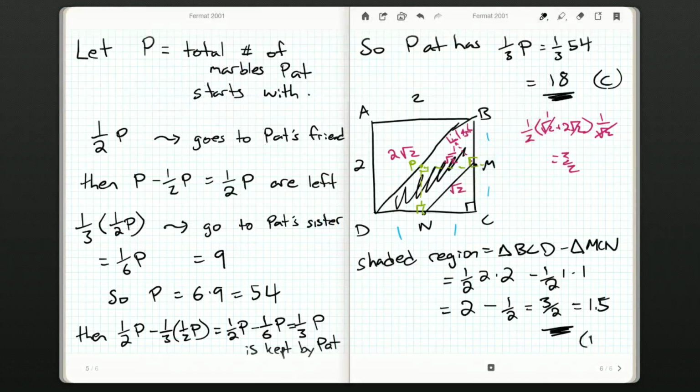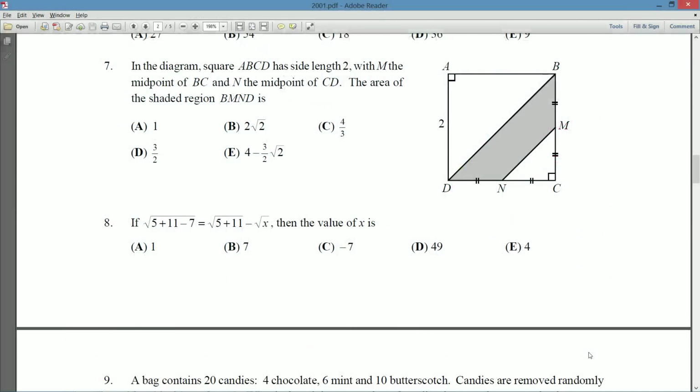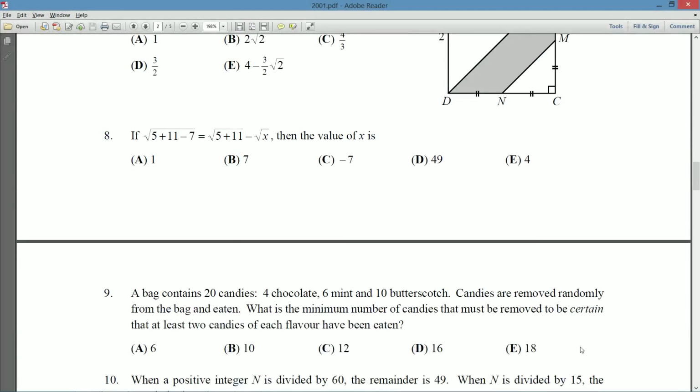Okay. So D is going to be our final answer for question number 7. And we're going to move right along into question number 8.